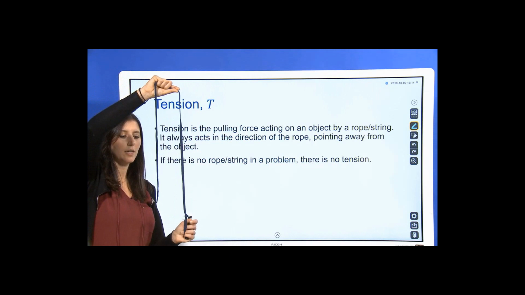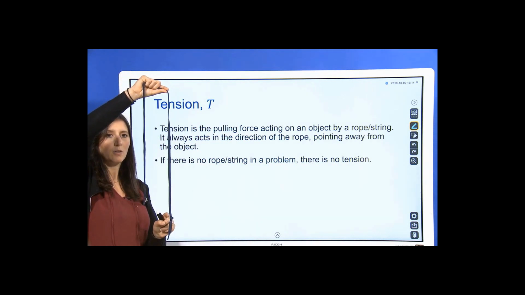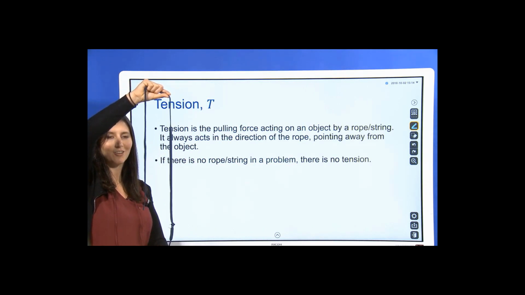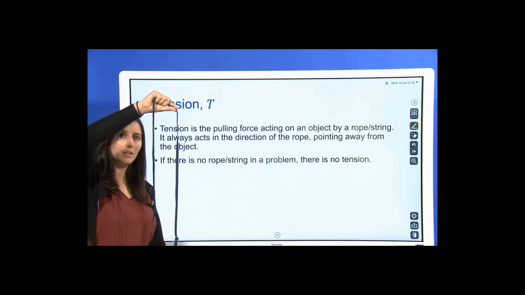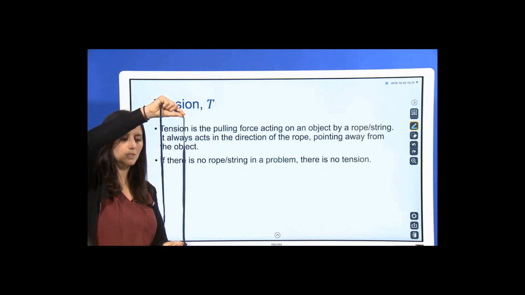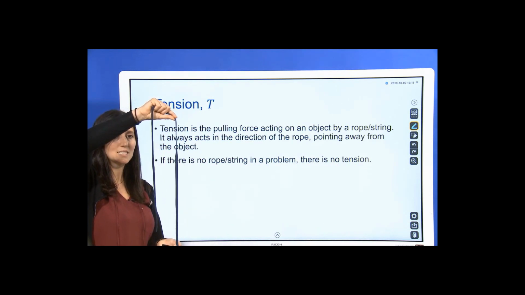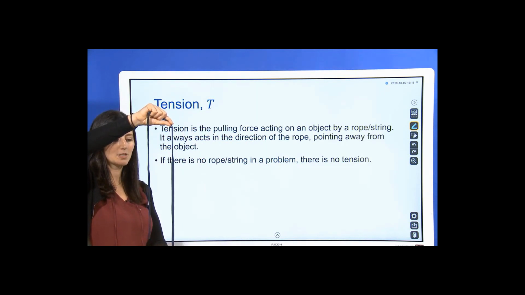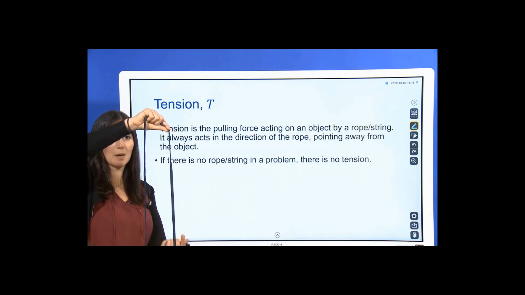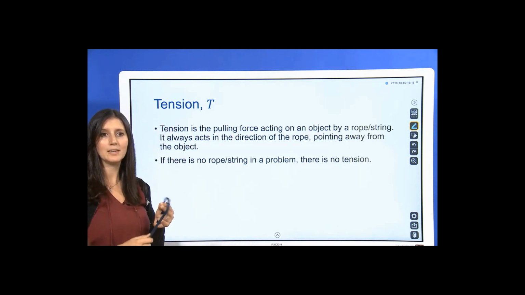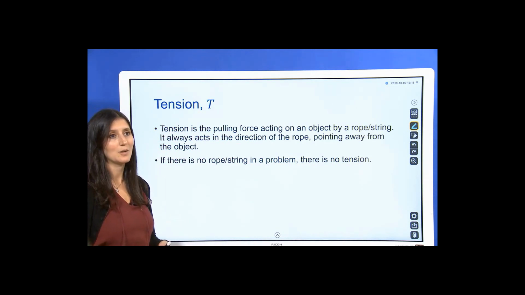I'm holding the string. There's a force of gravity always that's exerted on this object, pulling it down towards the center of the Earth. But if that was the only force acting on the object, then the ring would be falling. So there must be an equal but opposite force holding it up. The ring is not on a surface, so there is no normal force, but there is a force of tension, because the string is holding it up. And that force of tension is pulling it up and pointing upwards. Okay? So if there's no string or rope in a question, then there is no tension that you have to consider.